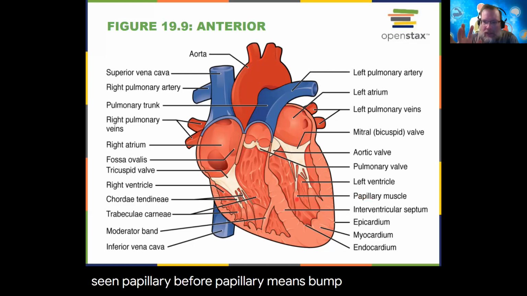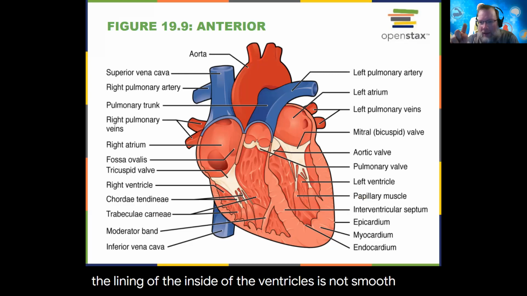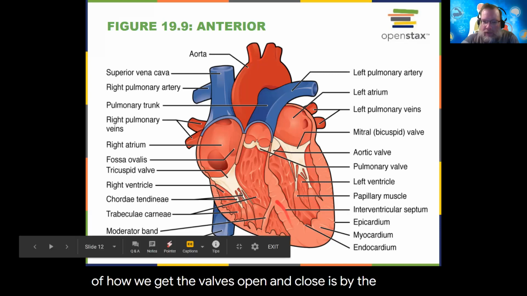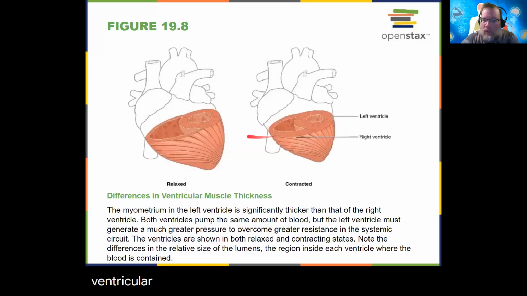So the lining of the inside of the ventricles is not smooth. It's got little papillary bumps, and these papillary muscles have multiple cords attached to them, and these cords ultimately are going to be one with the valves. So that's part of how we get the valves to open and close, by the positioning of these ventricles when they are relaxed or contract.